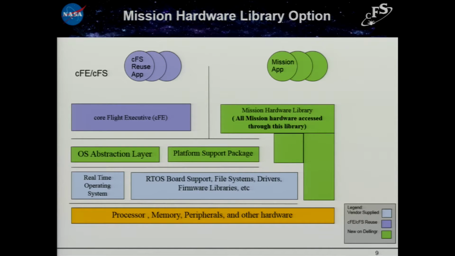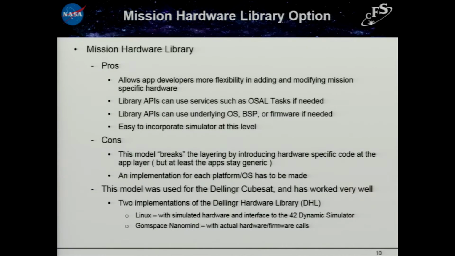On the target hardware, this library talks to all the actual devices on the board. Everything up here at the app level, and of course all of this stuff too, doesn't change. It all stays the same. So our ACS app doesn't really have any conditional code in it anymore. It just all talks to this library. And so that's one option.